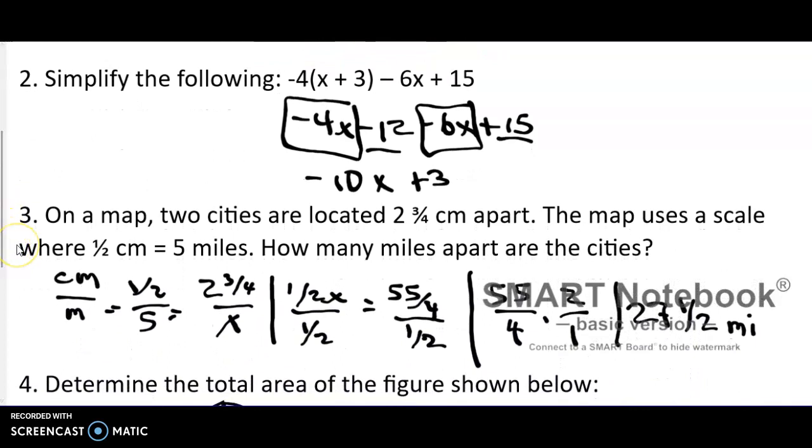Number two, simplify the following. Negative 4 times x plus 3 minus 6x plus 15. When you do the distributive property work, you get negative 4x minus 12 minus 6x plus 15. The negative 4x and the negative 6x give you negative 10x. Negative 12 plus 15 gives you positive 3.